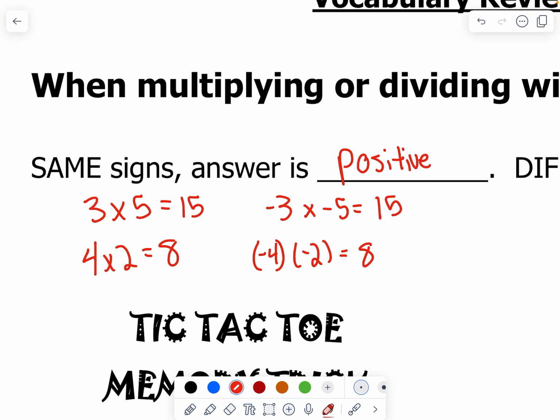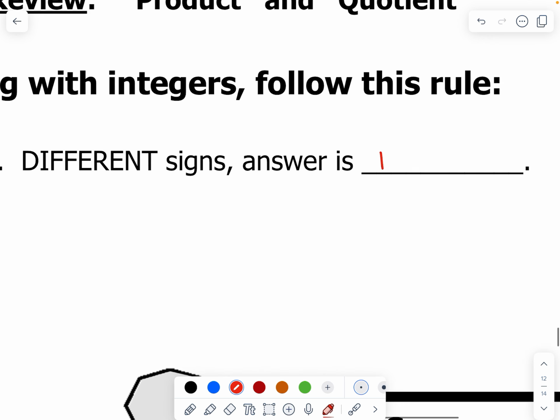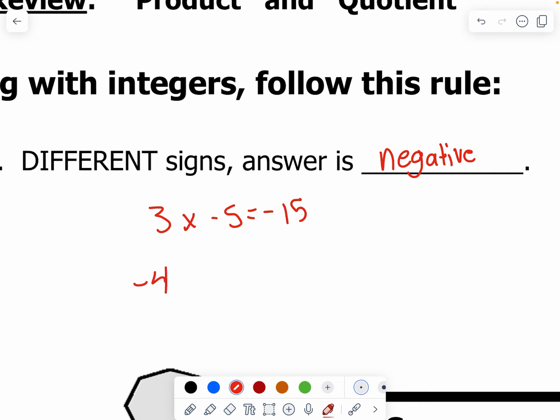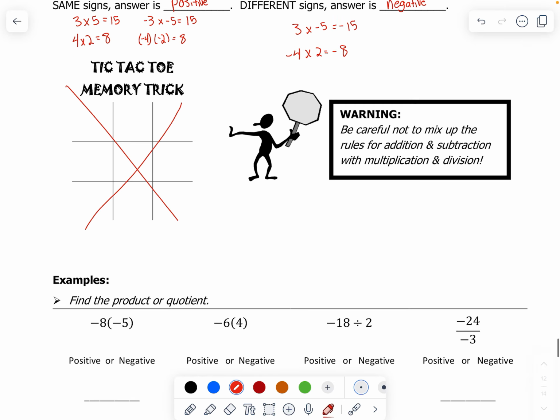So same signs is a positive answer, whereas different signs will be a negative answer. So if you had 3 times negative 5, that would get you a negative 15. Or negative 4 times positive 2 would get you a negative 8. So same signs is positive and different signs is negative. We're going to skip this memory trick.